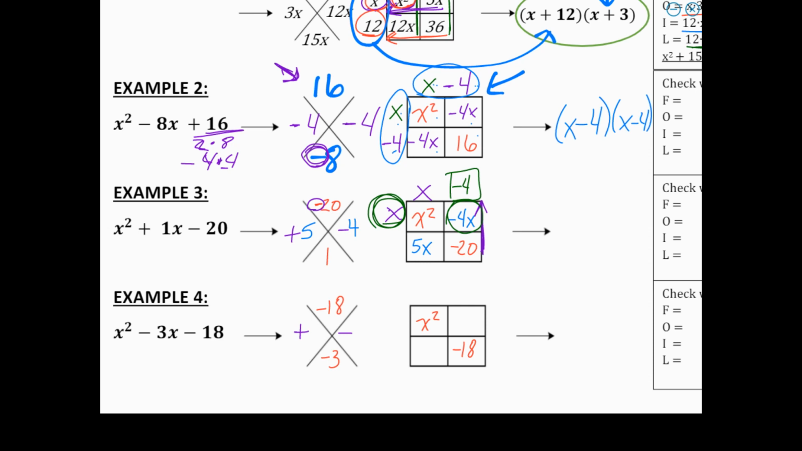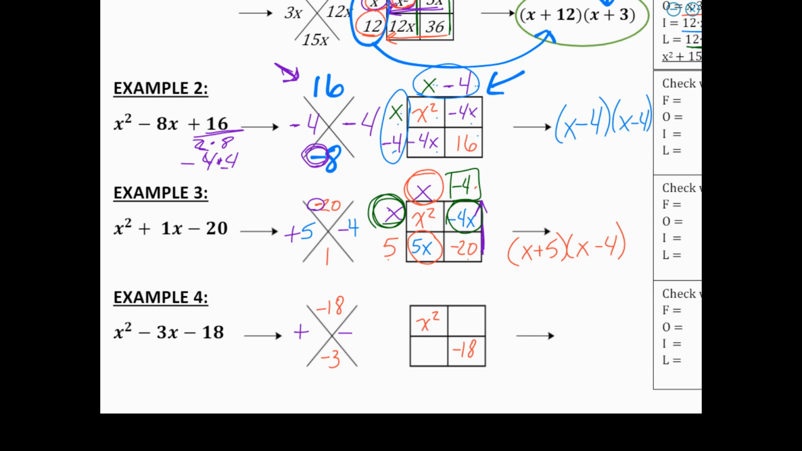So can I do the same thing here? Yes. If I know this has to be x, what is going to multiply by x to give me 5x? 5. Then I can check, does 5 times negative 4 give me negative 20? Yep. Okay. So my factors are x plus 5 and x minus 4.